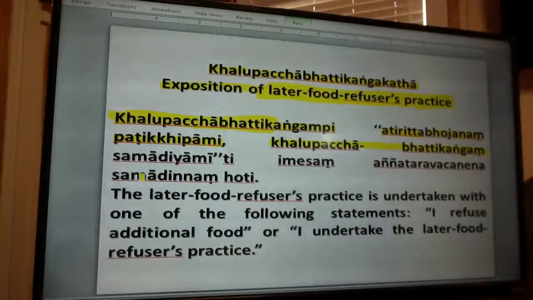Kalupacha patikinga samadiyami means I undertake the later food refusal practice. So with one of these two statements, the practice is undertaken. That's why in the translation, the later food refusers practice is undertaken with one of the following statements: I refuse additional food, or I undertake the later food refusers practice. Okay.